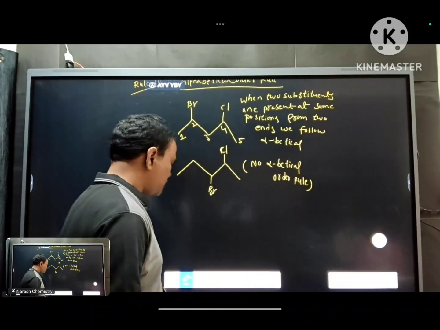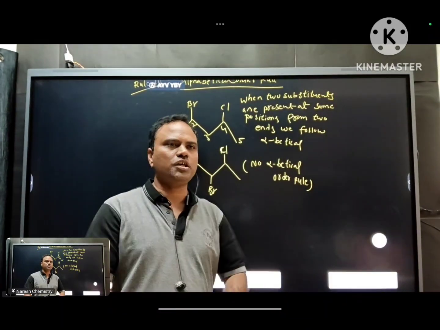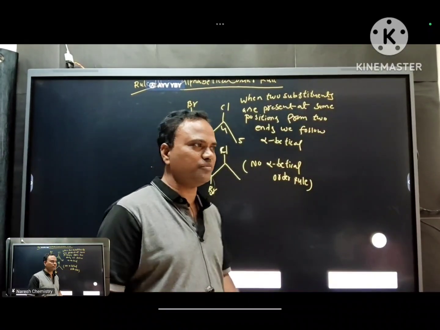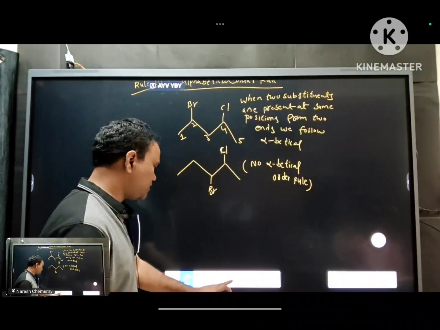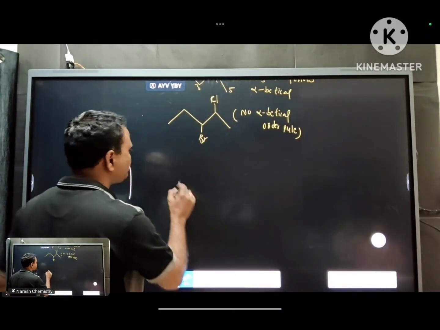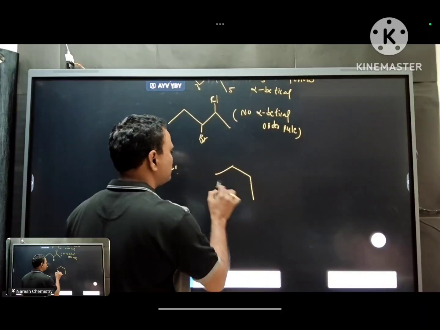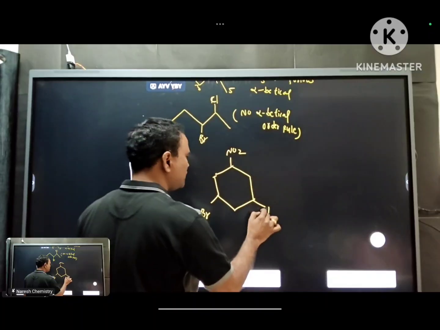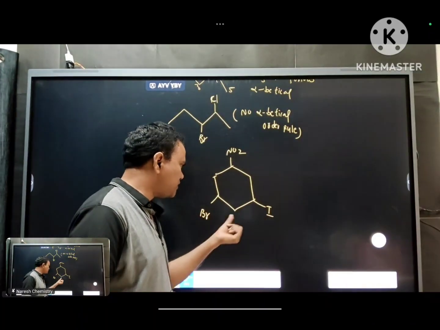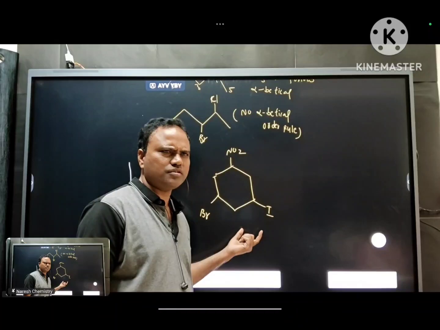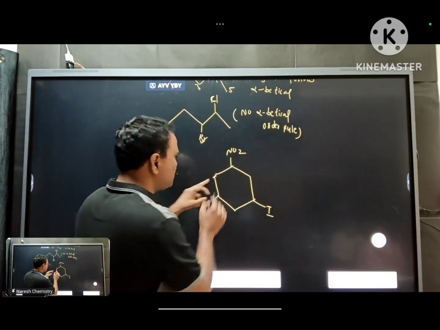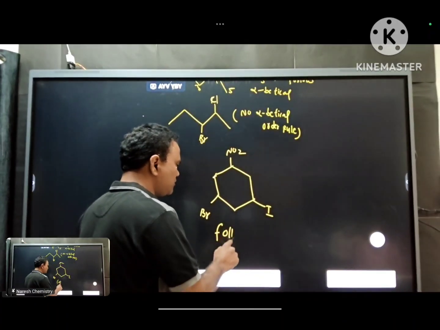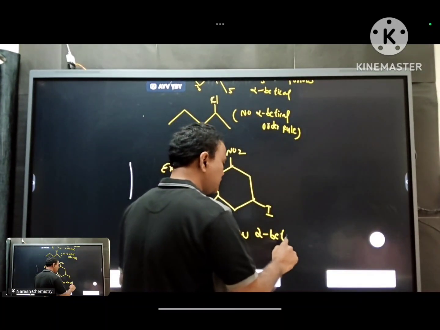Another example. If we have three substituents with the same distance between two substituents. What is the meaning of that? Same distance between two means, look at this. Another example. NO2, bromine, and iodine. What is the distance between this and this? One carbon only, no? One carbon difference. Between these two, one carbon difference. Between these two, one carbon difference. Then follow alphabetical order.